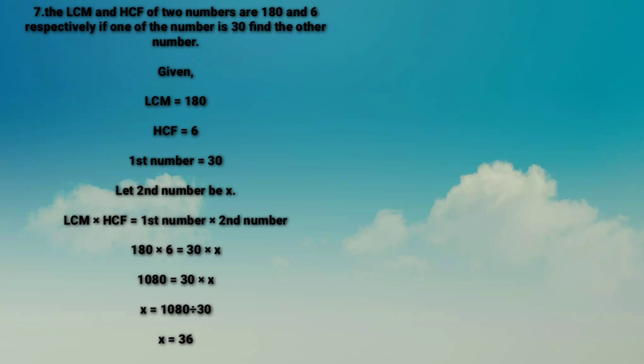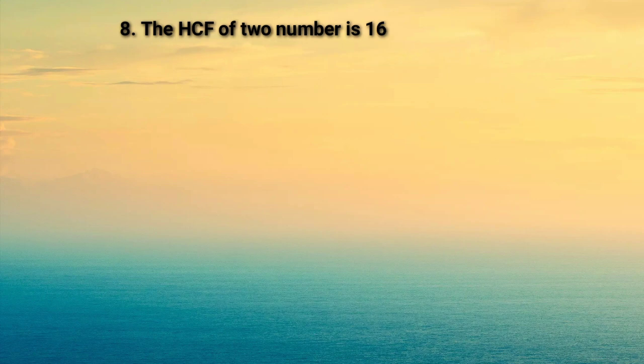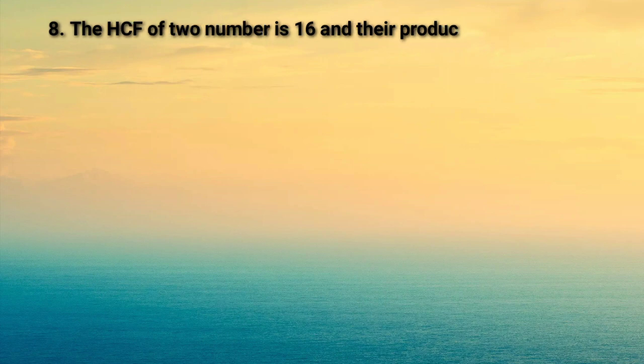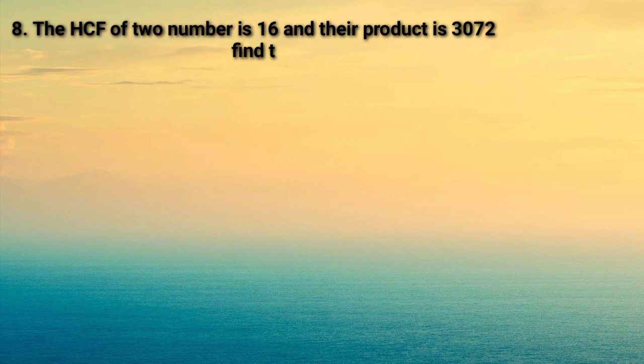So 180 into 6 is equal to 30 into x. So 180 multiplied by 6, you are getting 1080 is equal to 30 into x. So divide by 30, you are getting the second number, 36. Okay students, now moving to question number 8. Question number 8 states that the HCF of two numbers is 16 and their product is 3072. So find their LCM.